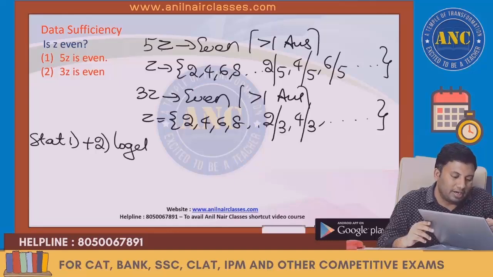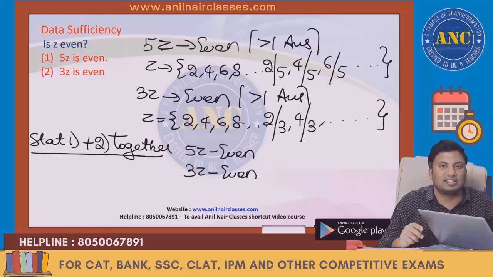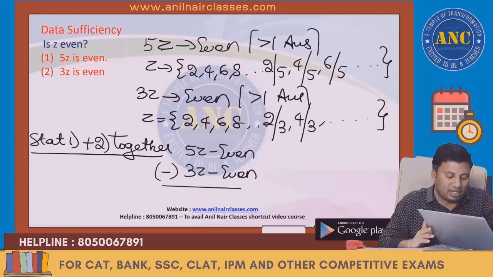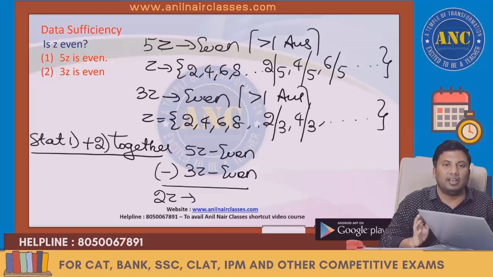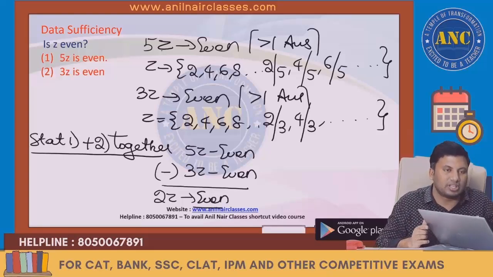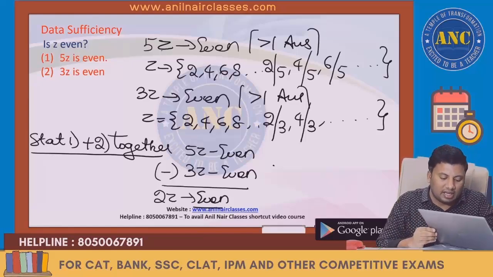Statement 1 and 2 together. If I take statement 1 and 2 together, 5z is an even number, 3z is an even number. Let me do subtraction: 5z minus 3z. 2z is an even number. Now tell me, 2z is an even number.